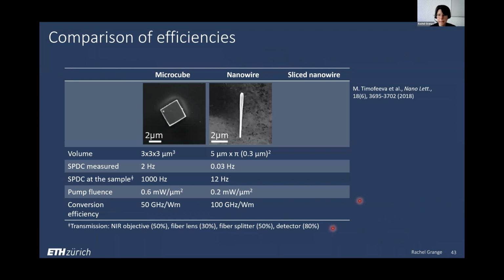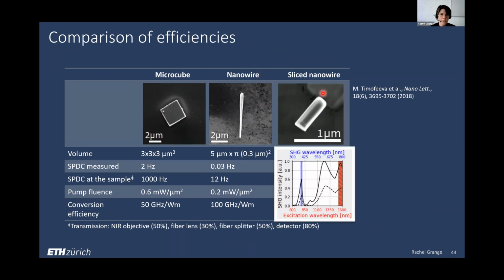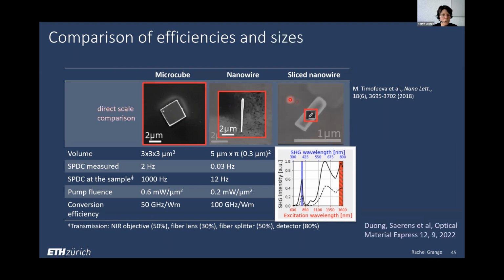And what is interesting to compare is the conversion efficiency of microcubes and nanowires that we're also slicing. Currently, we just have the simulation of that kind of resonator, which we try to make resonate at the pump wavelength and the second harmonic generated or spontaneous parametric down conversion wavelength. And if we show the size to scale, this is how it looks. What we're expecting is that the conversion efficiency for that kind of small structure can be even higher than the one for nanowires, because they are really small resonators here. And this is what we are about to measure soon.